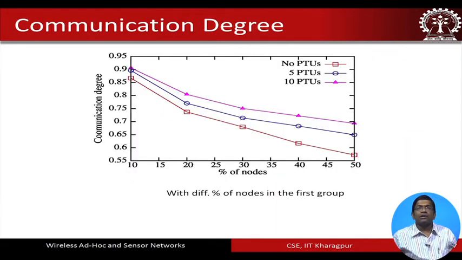This is with respect to the communication degree, which was already defined earlier, a few minutes back. What we see over here is that as the percentage of nodes increases, the communication degree goes down, for all the different schemes: where no PTU is used, where 5 PTUs are used, and where 10 PTUs are used. We see that when more PTUs are used, the communication degree is in general better compared to when 5 PTUs are used.